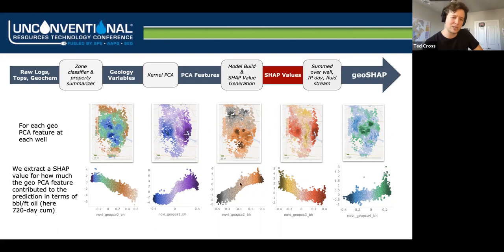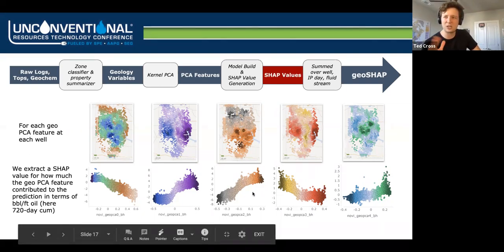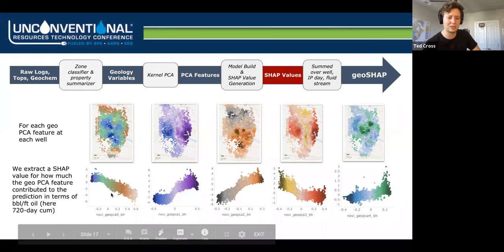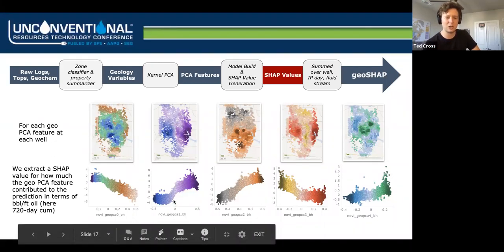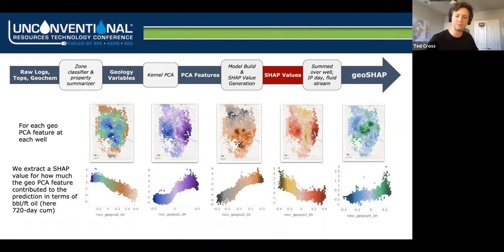The other neat thing about this is that the shapes of these SHAP value curves are different for each of those. So it's interesting. For GeoPCA 0, for that particular variable, it doesn't really care whether you're at 0 or minus 0.5, which I just thought was interesting.